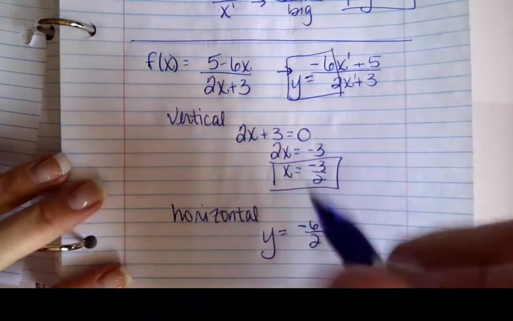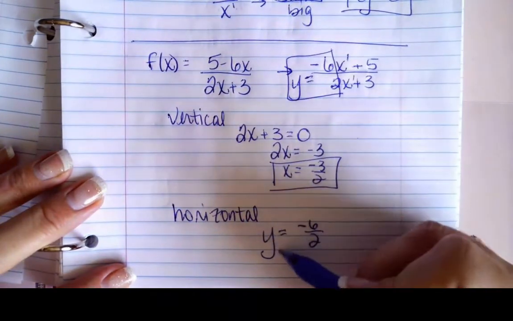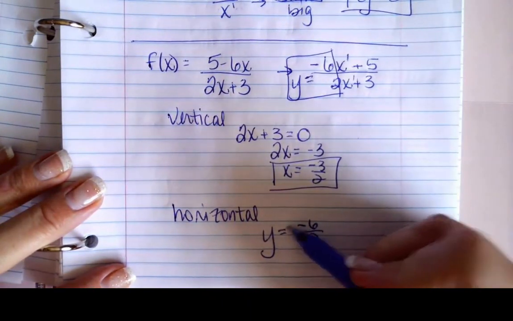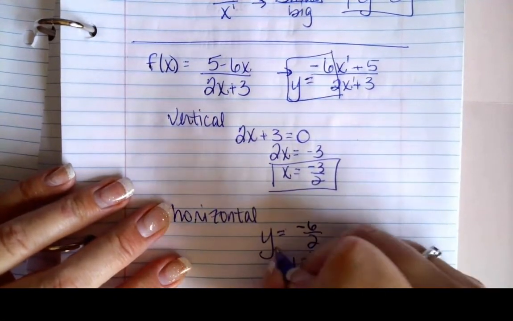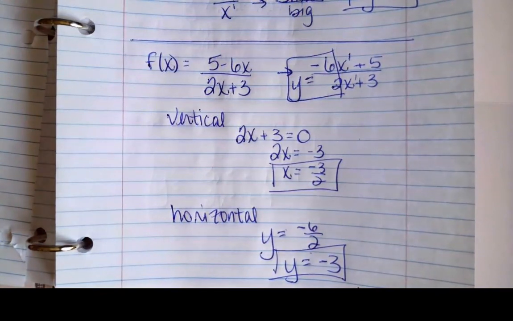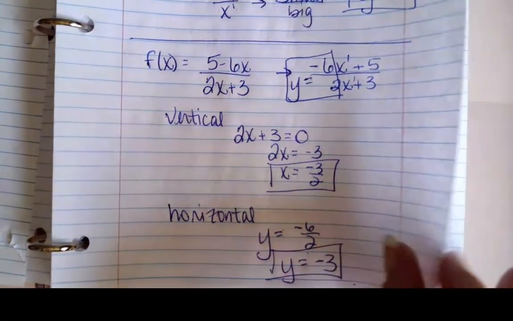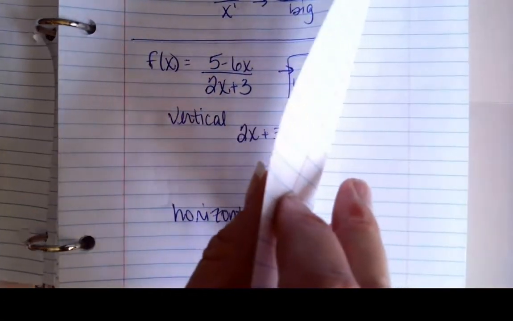Okay, so what I have is y equals negative 6 over 2. So my horizontal asymptote occurs at y equals negative 6 over 2, and that reduces to y equals negative 3. So you have a horizontal asymptote at y equals negative 3. Now, if it asks you for the equation of an oblique asymptote, we're not doing oblique. So if it asks you for a diagonal, slant, or oblique, we're not doing those.